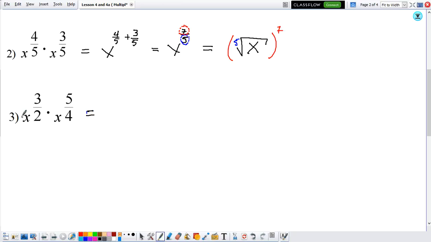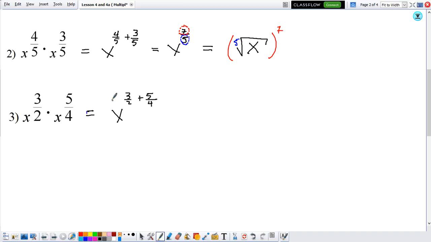So notice that here we have the same base, they're multiplying, so I can add the exponents. So now I have x^(3/2 + 5/4). Let's rewrite that. If we're going to try to add those fractions, notice that they don't have the same denominator, so we cannot just add them right away.